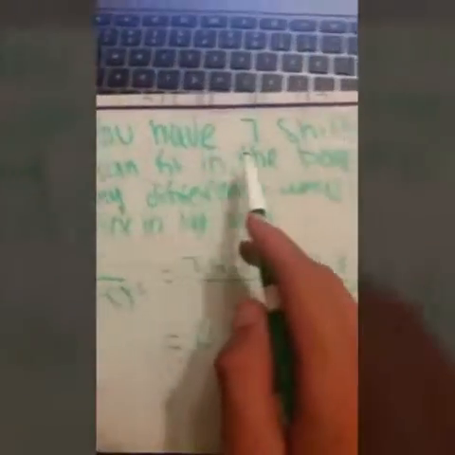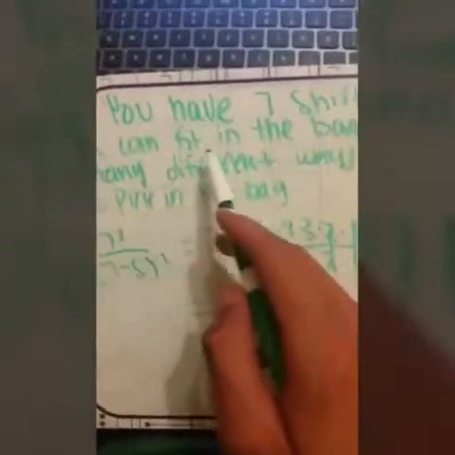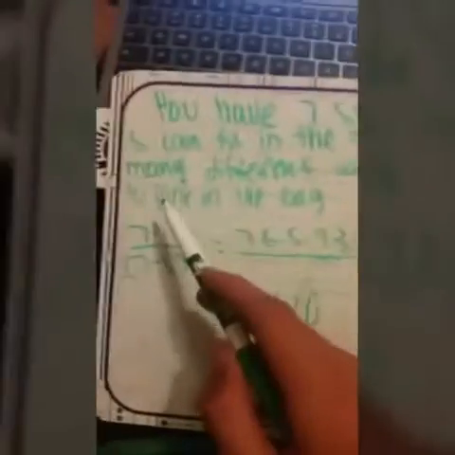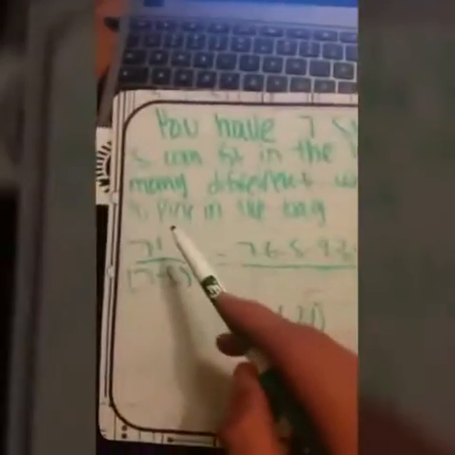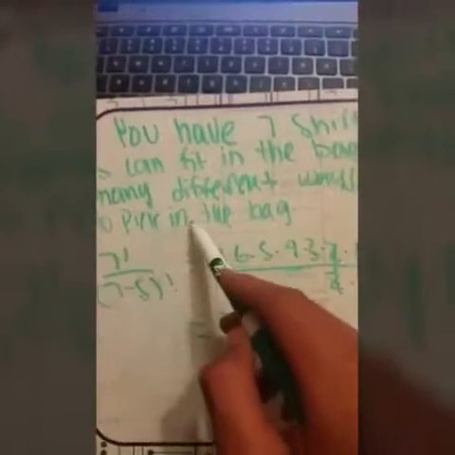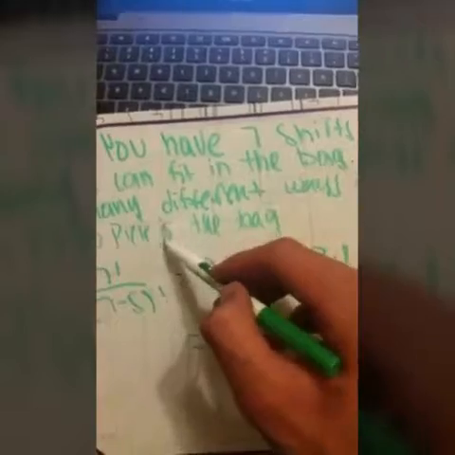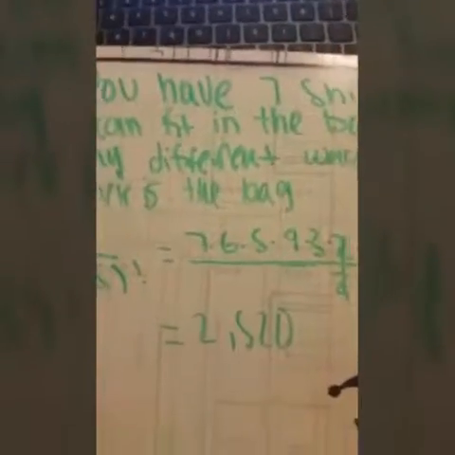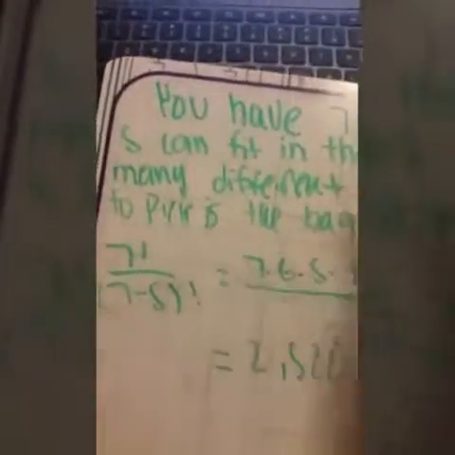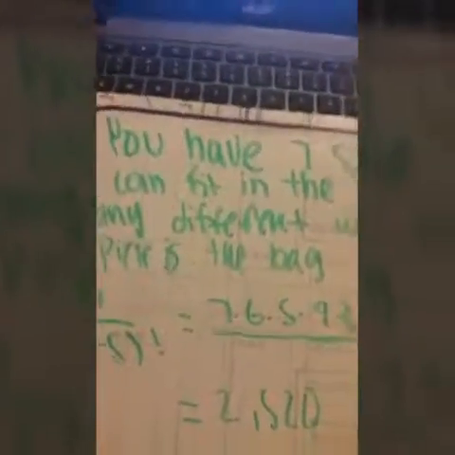So here's our problem for permutations now. You have 7 shirts, only 5 can fit in the bags. How many different ways is it possible to pick 5 shirts in the bag? Now notice we said pick. So now in this case order does matter.